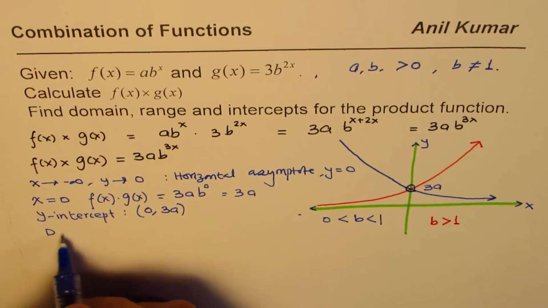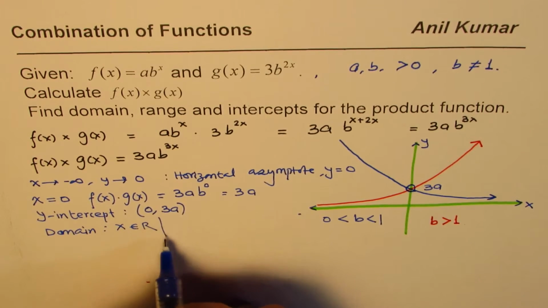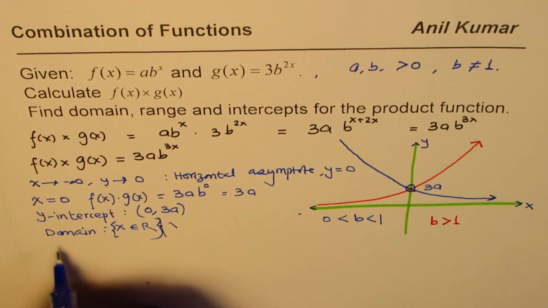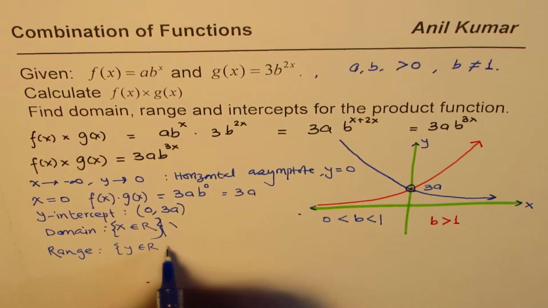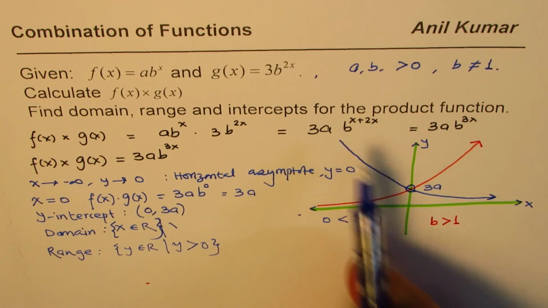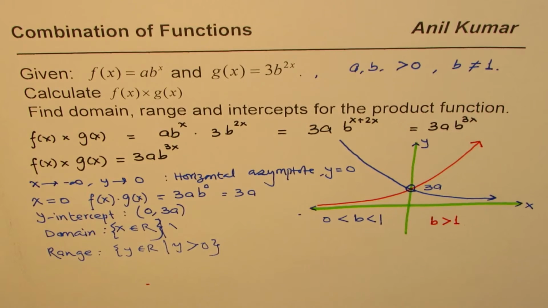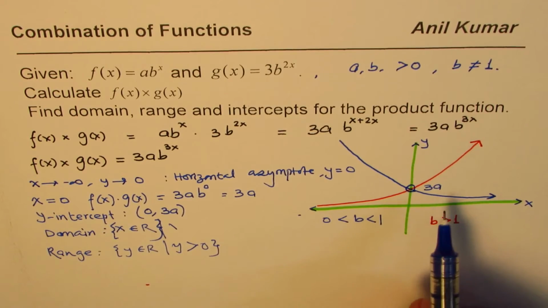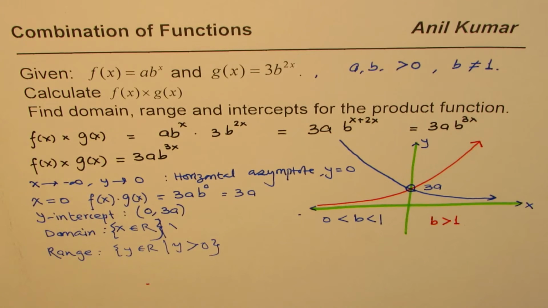Now let's look into domain. Domain is x belongs to real numbers, where there is no restriction at all. And as far as the range is concerned, y belongs to real numbers where y is greater than 0. It's always positive, whether b is between 0 and 1 or greater than 1. Do you see that? So that is how we can find characteristics of the function. You could write more characteristics if required. That is, the function is always increasing or always decreasing based on the value of b.